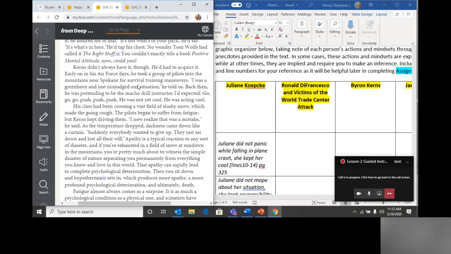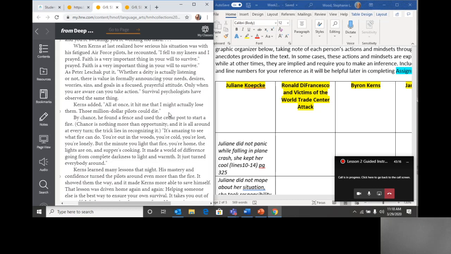Kearns added, all at once it hit me that I might actually lose them. Those million-dollar pilots could die. By chance, he found a fence and used the cedar post to start a fire. Chance is nothing more than opportunity, and it's all around at every turn. The trick lies in recognizing it. It's amazing to see what fire can do. You're out in the woods, you're cold, you're lost, and you're lonely. But the minute you light that fire, it's like your home: the lights are on and supper's cooking. It made a world of difference going from complete darkness to light and warmth. It just turned everybody around.